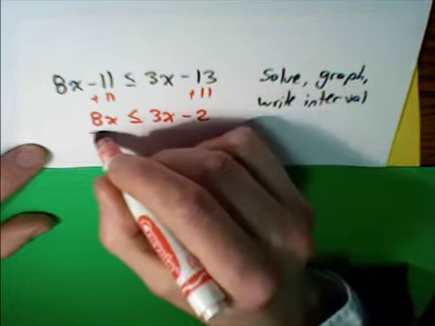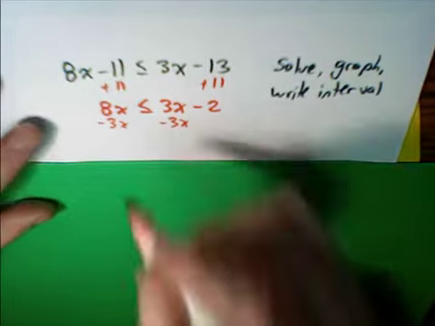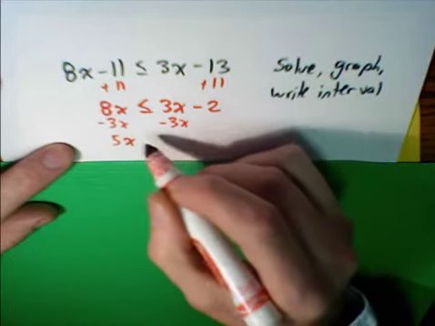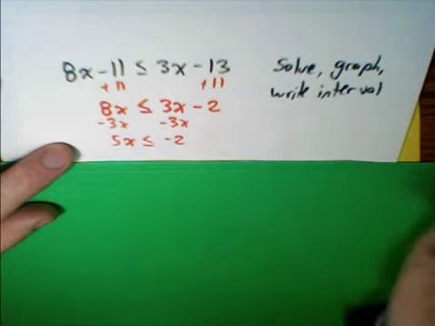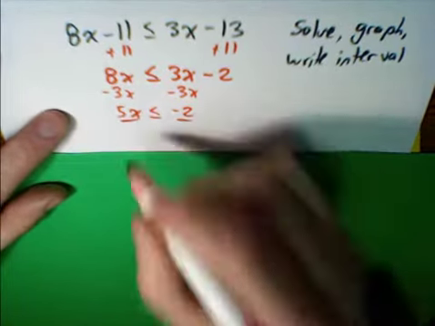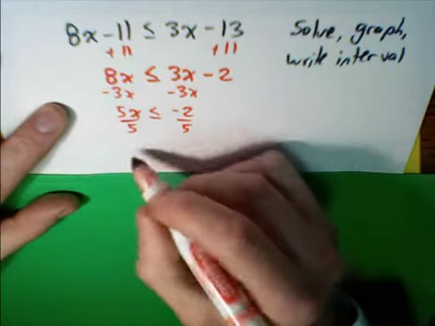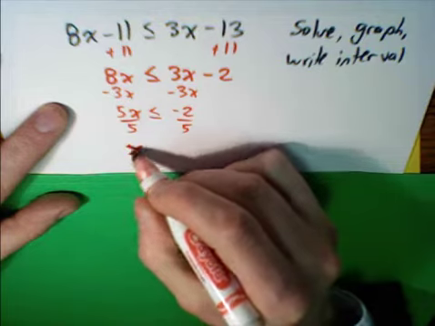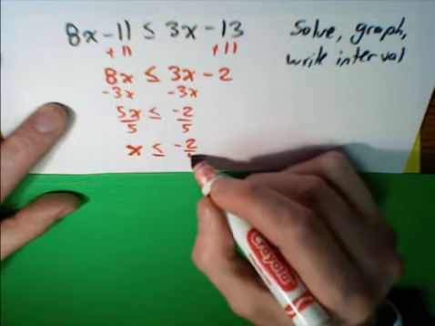And now I'm going to subtract 3x from both sides to get my variables together. We'll have 5x is less than or equal to negative 2. Now to solve this more, we divide both sides by 5, and our final inequality will be x is less than or equal to negative 2/5.